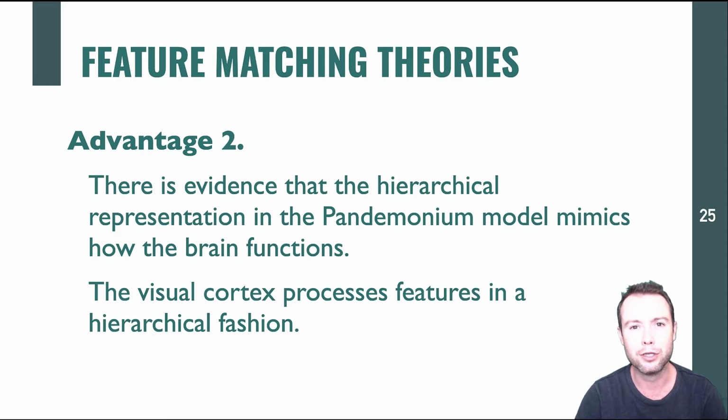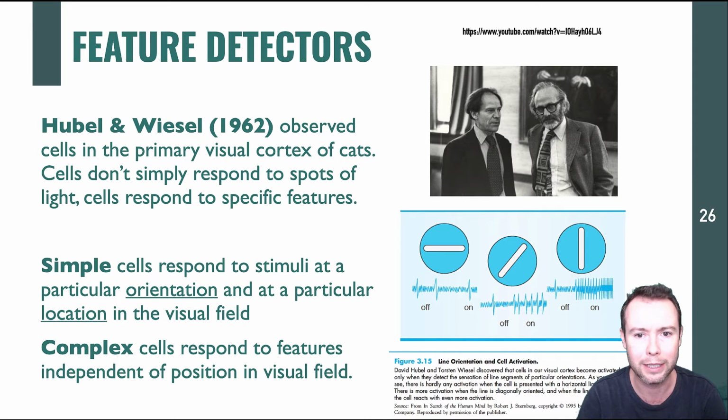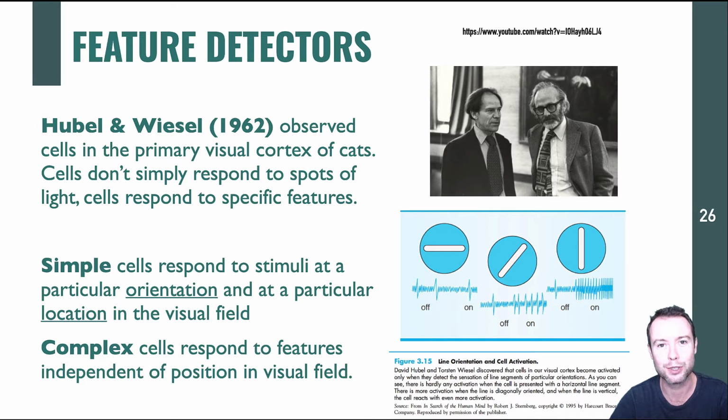Now, I've already sort of alluded to one of the other advantages of the feature matching theory, which is the fact that you get corresponding evidence that comes from studying the activity in single neurons of particularly the visual cortex of the cat, but also of other primates, that you have a very similar process that occurs where individual cells are hierarchically organized in terms of responding to individual features or collections of features. So this was some seminal work that was really done by David Hubel and Torsten Wiesel.